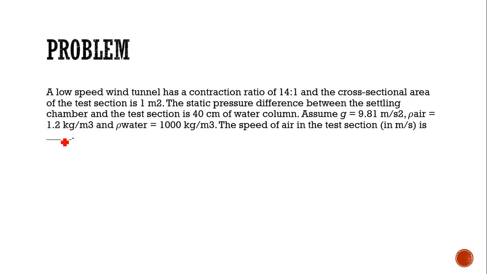So next we have a problem like this. A low speed wind tunnel has a contraction ratio of 14:1 and the cross sectional area of the test section is 1 meter square. The static pressure difference between the settling chamber and the test section is 40 centimeter of water column. Assume g equal to 9.81 meter per second square, rho of air equal to 1.2 kilogram per meter cube, and density of water equal to 1000 kilogram per meter cube. The speed of air in the test section is?